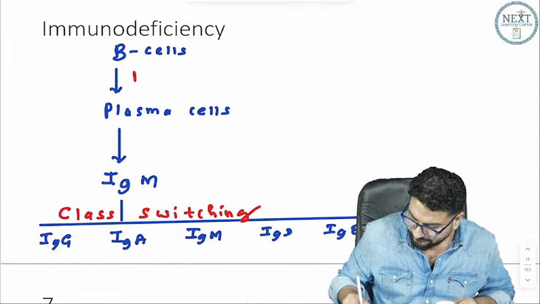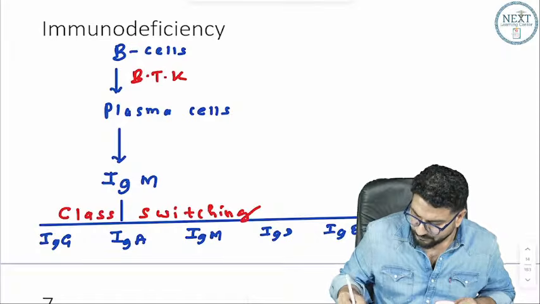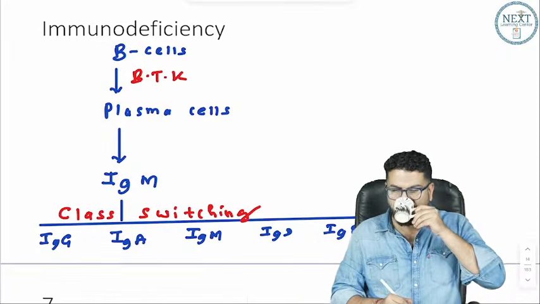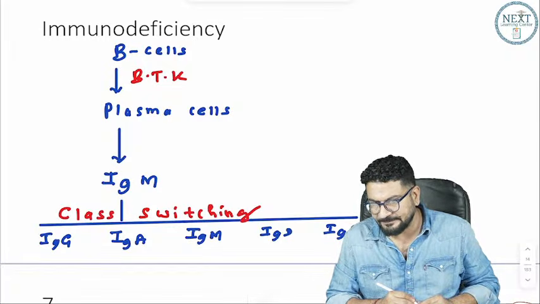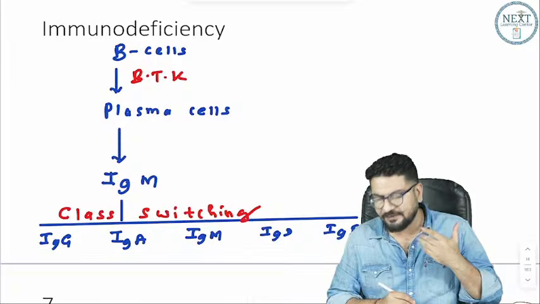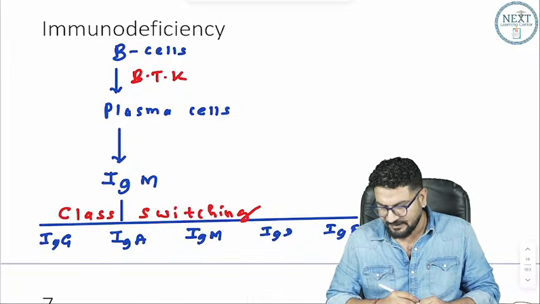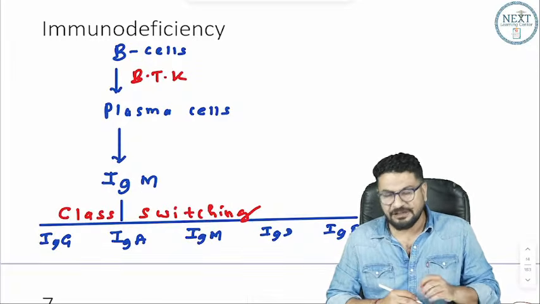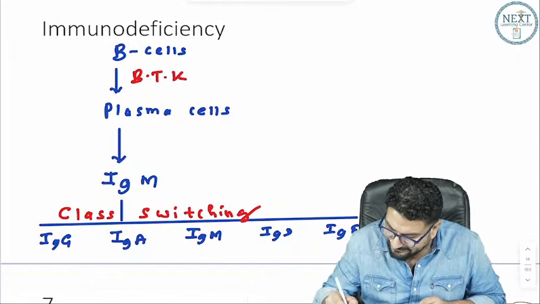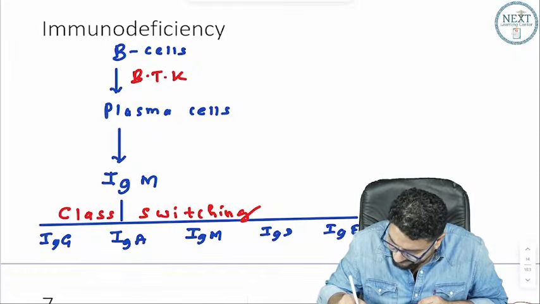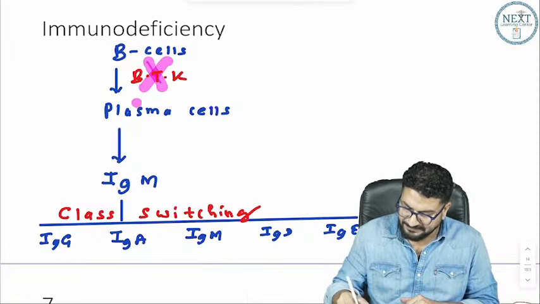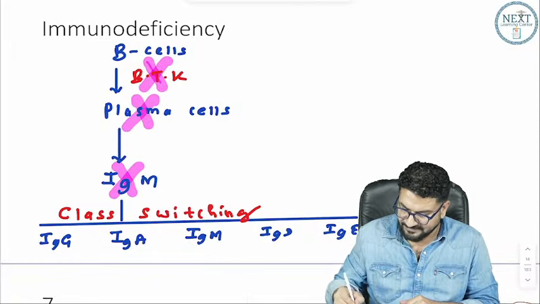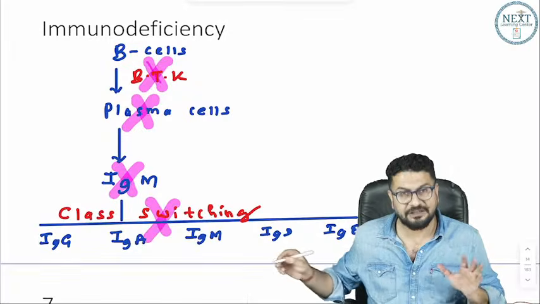It occurs because of BTK. What is BTK? It is called Bruton's tyrosine kinase. We call this Bruton's tyrosine kinase, BTK. The B cell converts into plasma cells. Now understand this thing, Bruton tyrosine kinase. If this enzyme is absent, let's say this BTK is absent, then no plasma cells, no IgM, no class switching, so no other antibody, nothing.